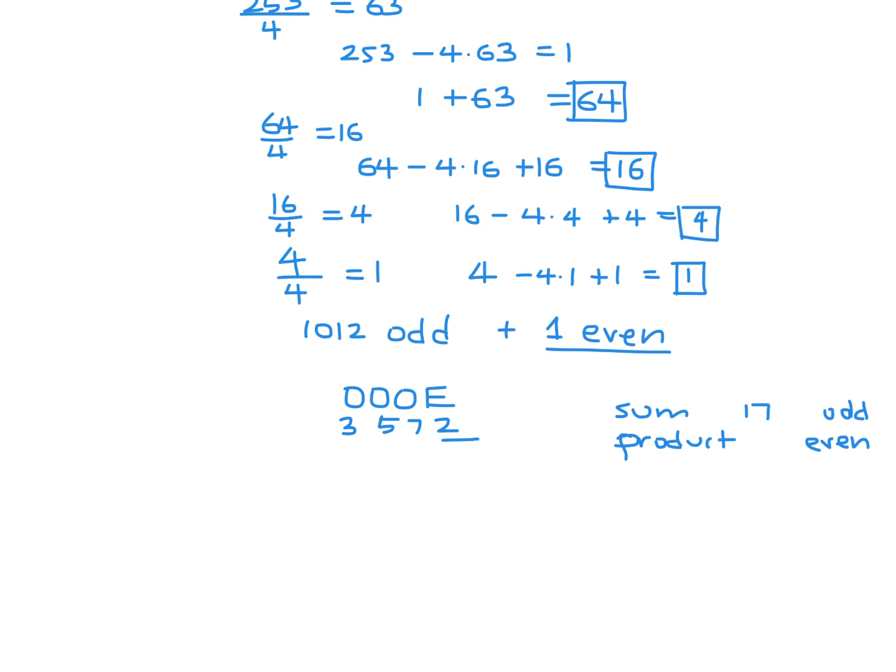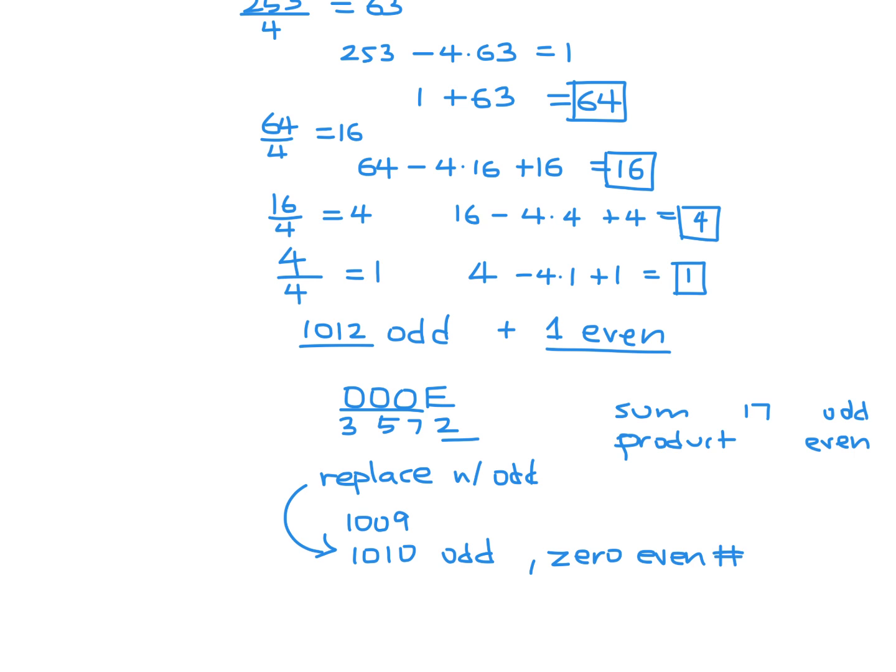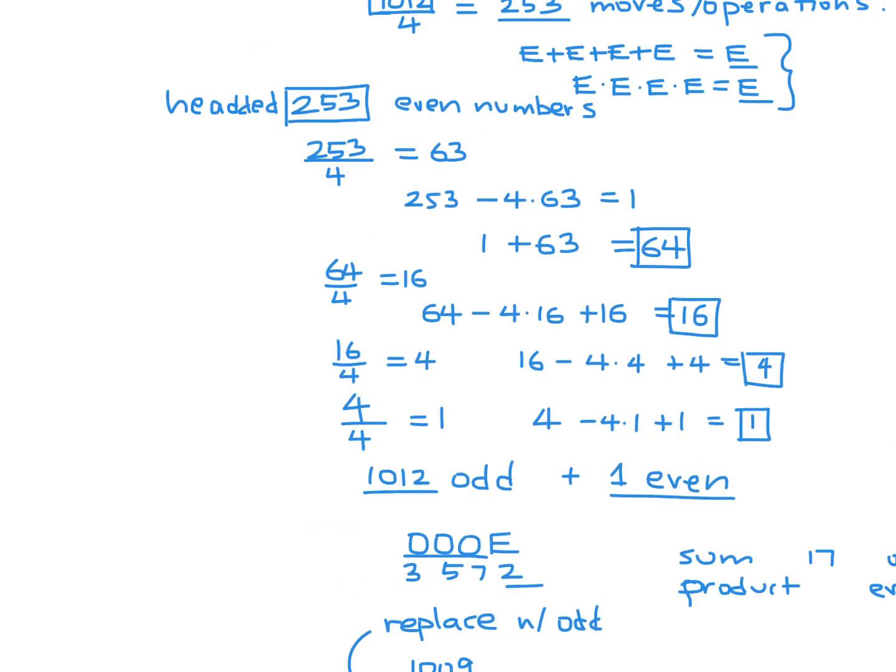So we want obviously to replace it with an odd number. So we replace with an odd because we don't want evens. When you do, you had 1, 0, 1, 2, you remove 3, so you're down to 1, 0, 0, 9, and then when you replace with an odd, you add 1 more, so you go back up to 1, 0, 1, 0 odd, and then all the even numbers are gone, 0 even numbers. So this is how many odd numbers you have at the end of doing this. So 1010 is the answer, and that would be 8.